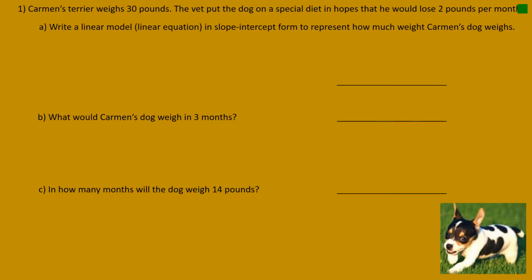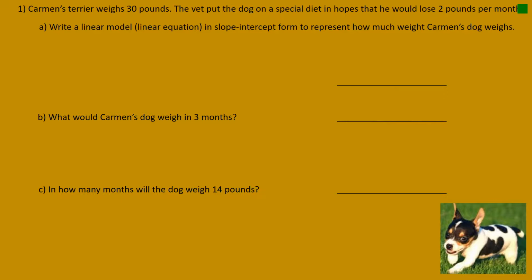All right, let's take a look at problem 1. Carmen's terrier weighs 30 pounds. The vet put the dog on a special diet in hopes that he would lose 2 pounds per month. So let's think about what's going on. You got this dog that weighs 30 pounds, and the dog needs to lose some weight. The veterinarian wants the dog to lose weight at a rate of 2 pounds for every month.